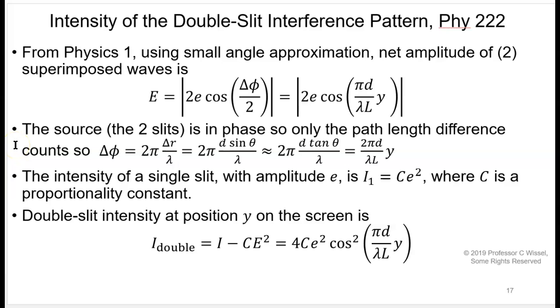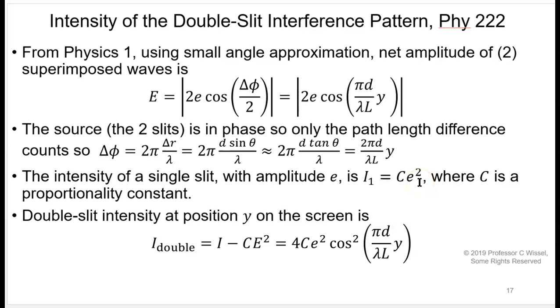Now the source in this case is two slits, and the light at the two slits is in phase. So the only thing that's going to count here is the path length difference, and that's what we're going to have to calculate. So delta phi will equal 2 pi times delta r over lambda, and that equals 2 pi times d sine theta over lambda. Now we can apply the small angle approximation to this, and that is approximately 2 pi times d tangent theta over lambda, which equals 2 pi d over lambda L times y. And that's where this comes from.